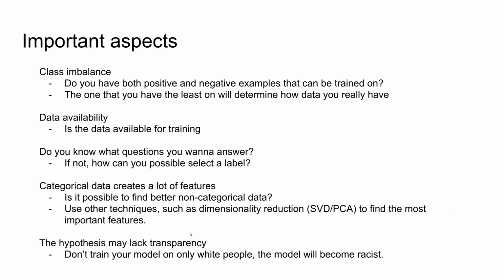And categorical data creates a lot of features, as we saw. Is it possible that you can find other features that aren't categorical data, like a decimal number or something? That is way better to train on.